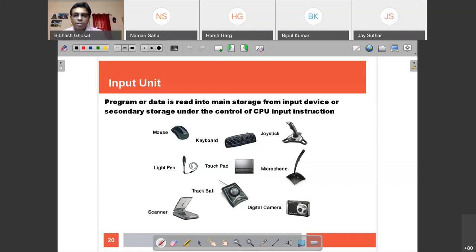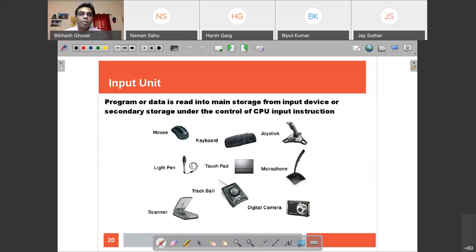Now, something that should be remembered here is that input devices are of different types, of different nature. The data that they provide is of different format. So that is the biggest challenge here. How can you design a system? How can the CPU or the memory get the data coming from different varieties of devices? How does that happen?